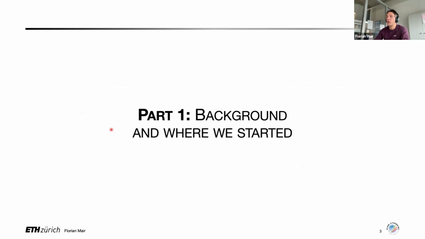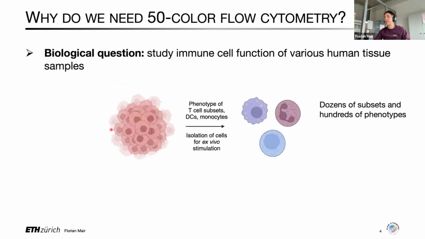So let's start with part one, background and where we started. One of the obvious questions is, why do we actually need 50 color flow cytometry? Some people keep telling me there's no need to go any further. We can just run multiple panels and things like that. That might very well be true for certain types of samples. But back then, when we started that project, we were working on very limited populations, and that is human tissue samples. That's basically our biological question.